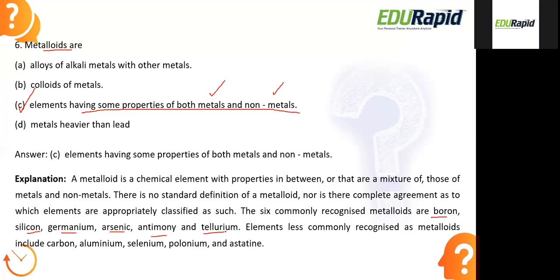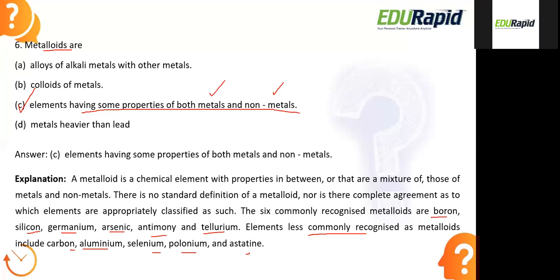We will use these metalloids most commonly. They show the properties of both metals as well as non-metals. But less commonly recognized metalloids are carbon, aluminium, selenium, polonium, and astatine. Even all these are considered metalloids because they show the properties of both metals and non-metals. Any element showing the characteristics of both metals and non-metals can be considered a metalloid.